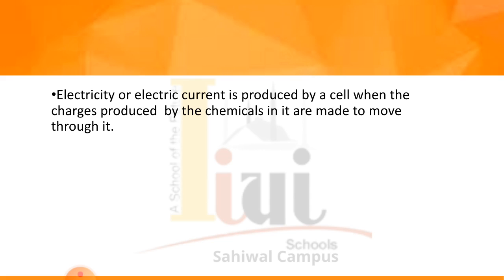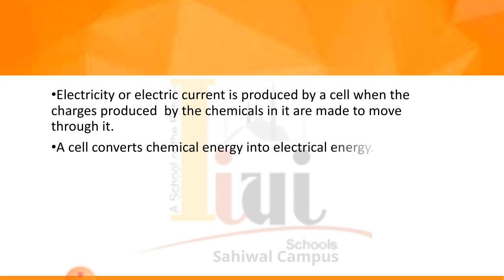Electricity or electric current is produced by the cell when the charges produced by the chemicals in it are made to move through it. So these chemicals make the charge move. A cell converts chemical energy into electrical energy, as the chemicals inside the cell make the charge move. So electricity or the electric current is produced by a cell when the charges produced by the chemicals in it are made to move through it. So we can say that an electric cell can convert chemical energy into electrical energy.